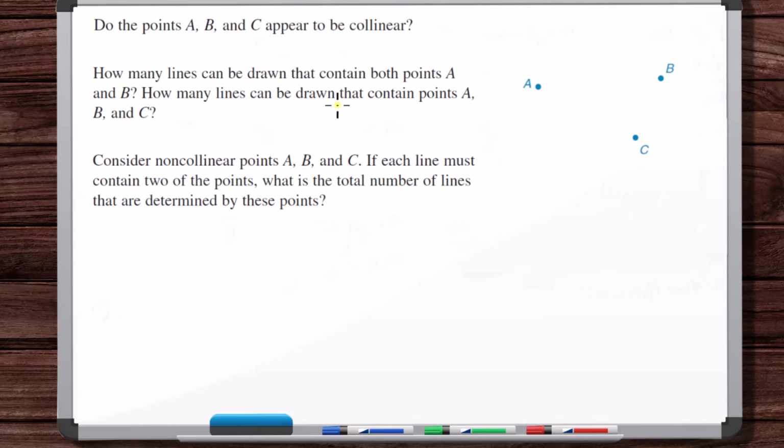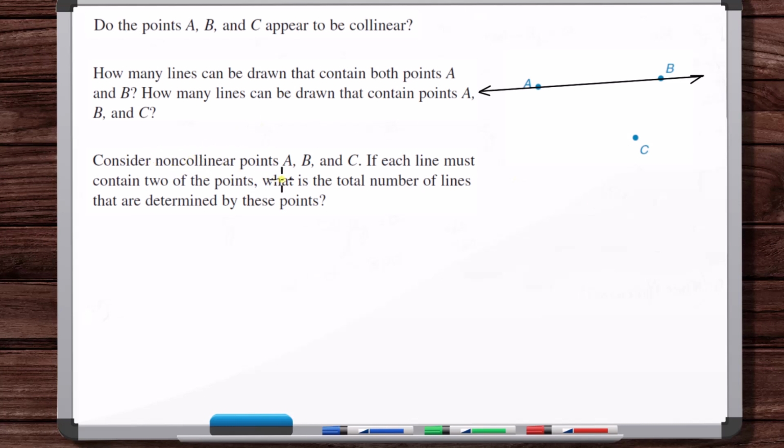How many lines can be drawn that contain points A, B, and C? So any 2 distinct points, you can draw one line. So there's only one line that contains both points A and B, because those 2 points are 2 different points. But containing A, B, and C, no line, because those points are not collinear. We can draw one unique line containing A and B, one unique line containing A and C, one unique line containing C and B, but not all 3.